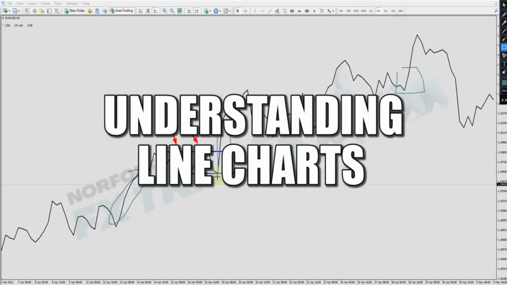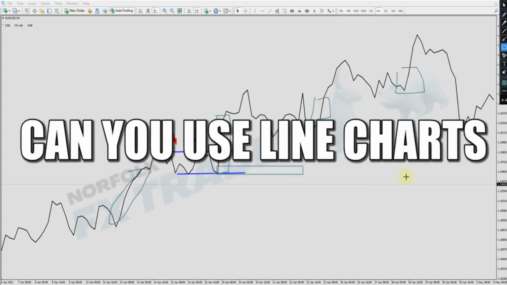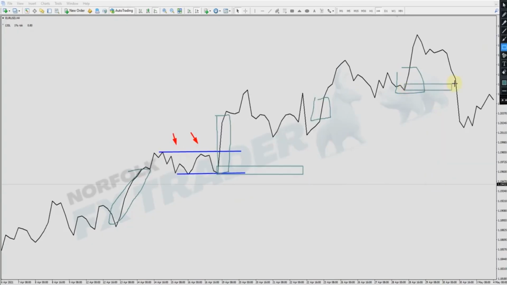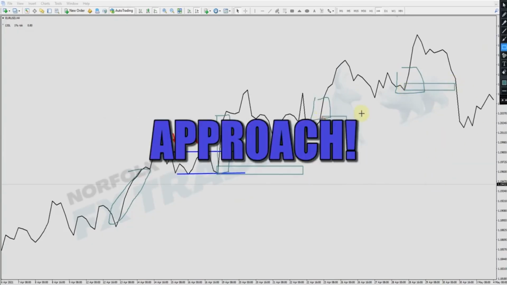So, understanding line charts. Can you actually use line charts on their own with a supply and demand approach?